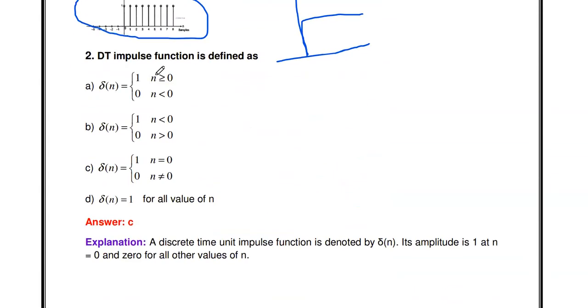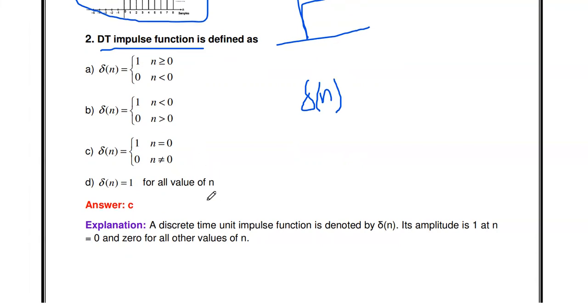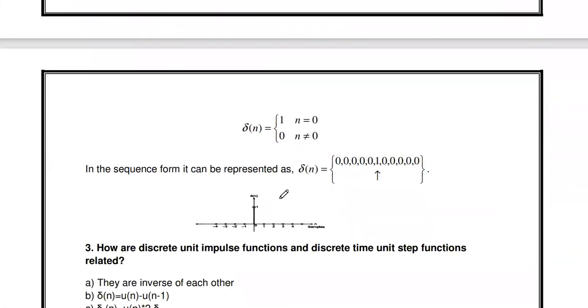Then the next one, the discrete impulse function. DT means discrete time. The discrete time impulse function is defined as dash. Usually the impulse function is denoted by delta. Delta of n is the discrete impulse. First you see the impulse signal. This is the shape of the discrete impulse.